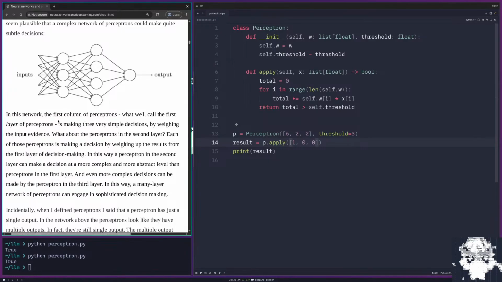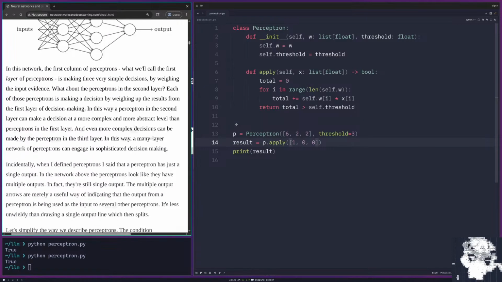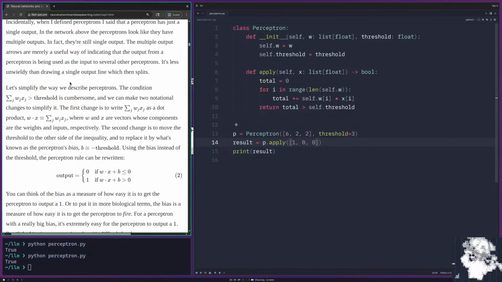What about the perceptrons in the second layer? Each of these perceptrons is making decisions by weighing up the results from the first layer of decision making. In this way, a perceptron in the second layer can make a decision at a more complex and more abstract level than perceptrons in the first layer. And even more complex decisions can be made by the perceptron in the third layer, the one perceptron in the third layer. In this way, a many-layer network of perceptrons can engage in sophisticated decision-making.